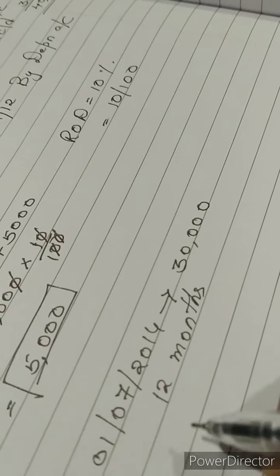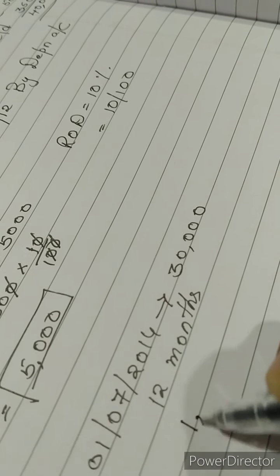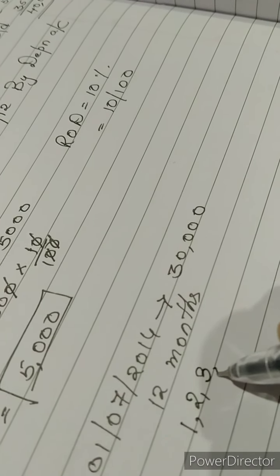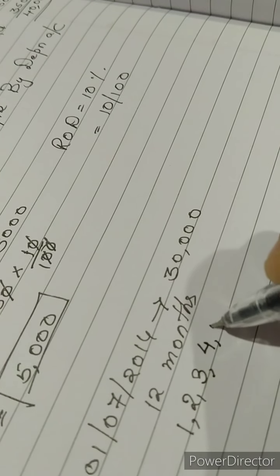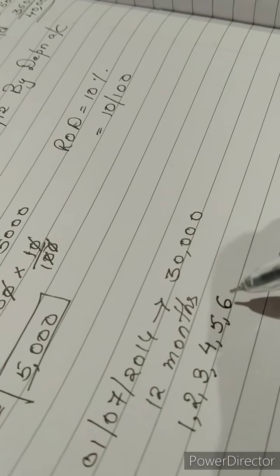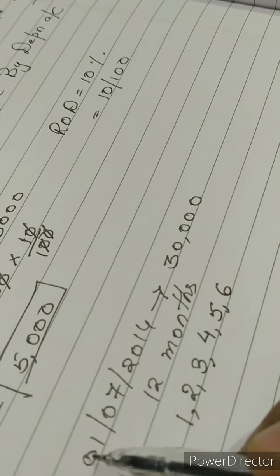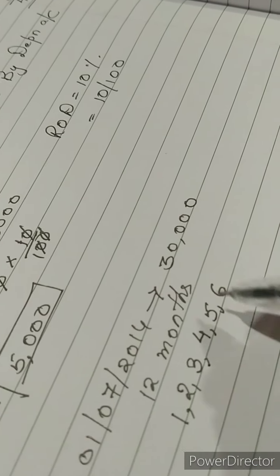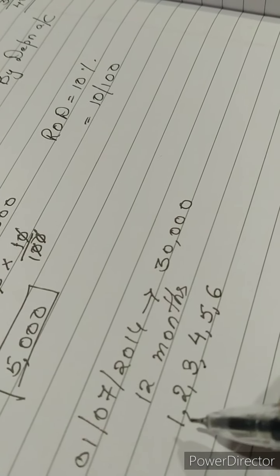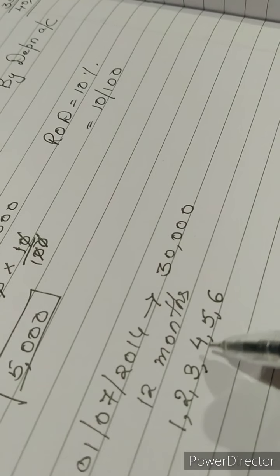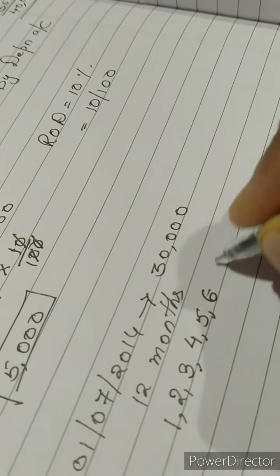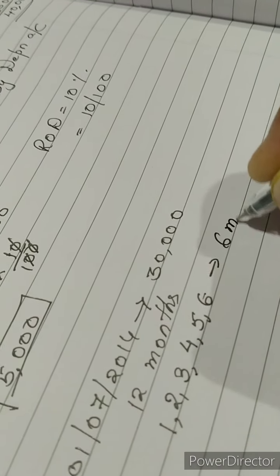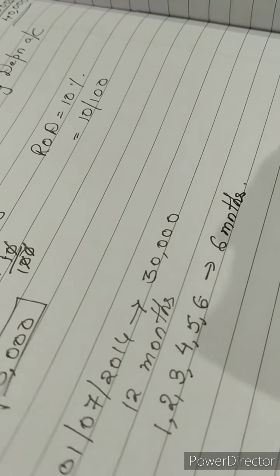It means it was there for us till Jan, Feb, March, April, May, and June. Till June the machine was there with us. So how many months was it there with us? 1, 2, 3, 4, 5, 6. 6 months. That is why we will calculate depreciation only for 6 months.